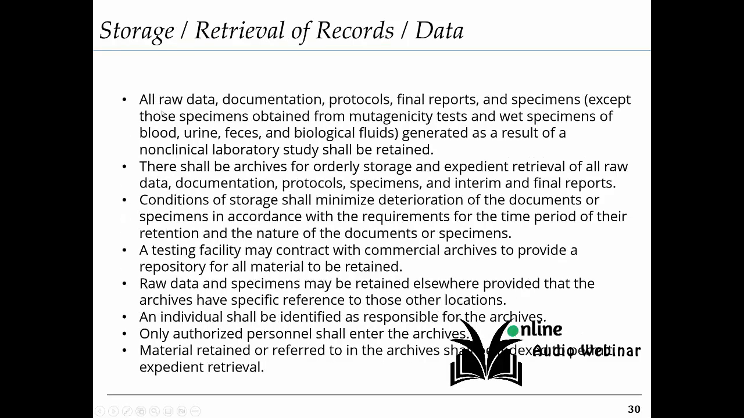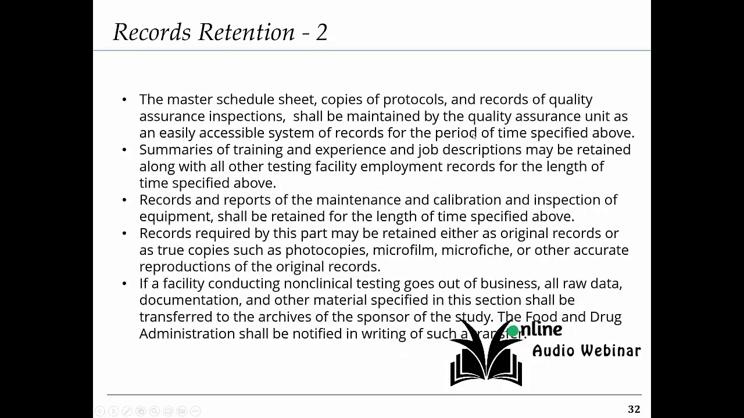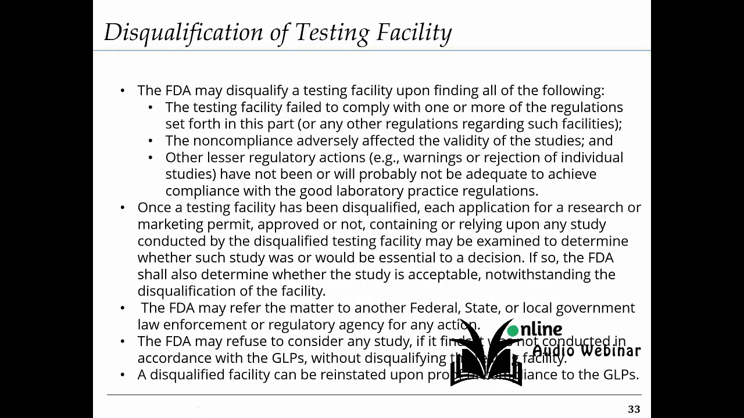Now, you're required to maintain these records for a period of time, so you must have a way of storing them and retrieving them. Now, the FDA requires at least 2 years following the date on which an application for research or permit. Retention is under the responsibility of the quality assurance unit. Usually they have an area called document control. We're not going to get involved in the disqualification of a testing facility. Just be aware that there are requirements for it.